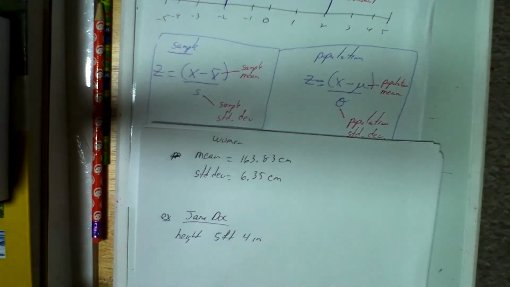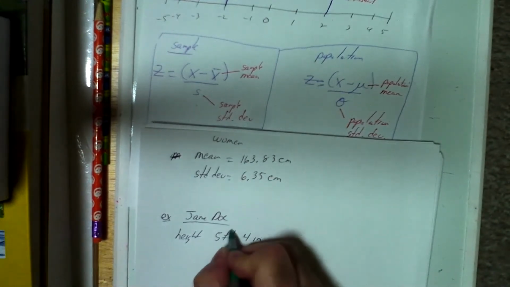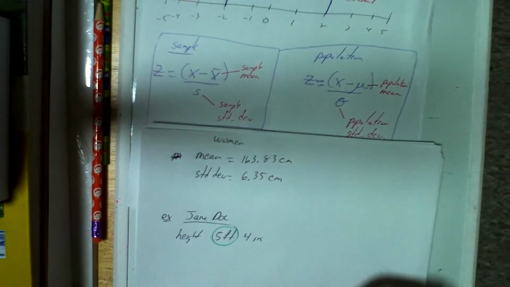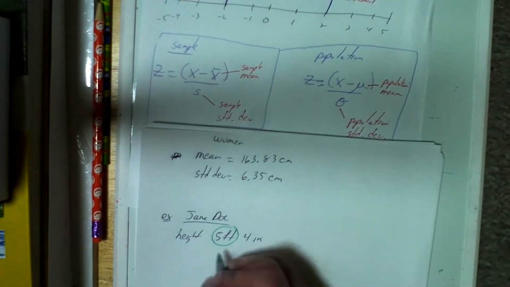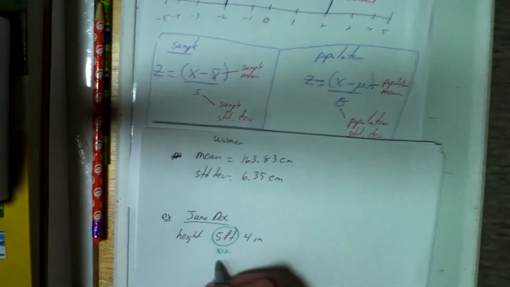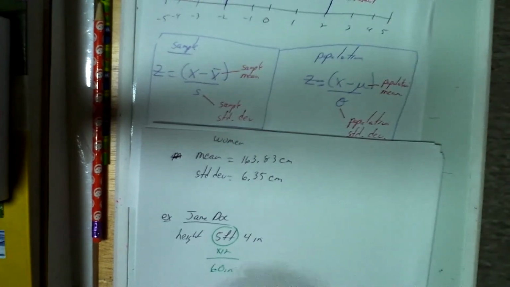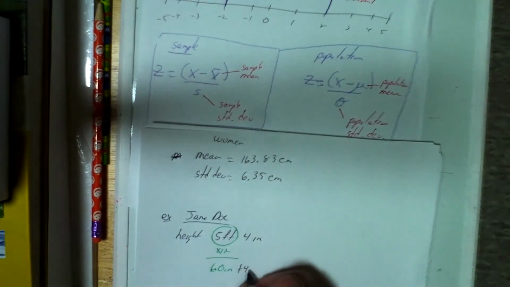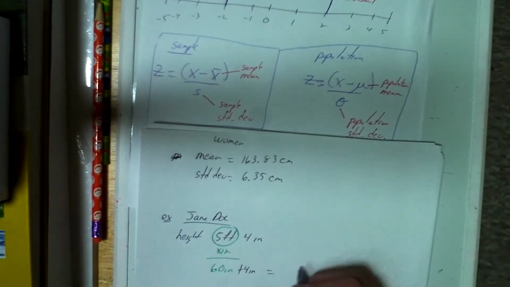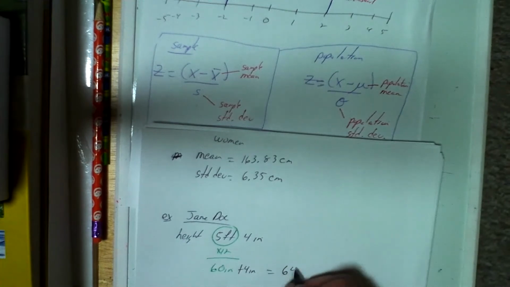So how do I do it? Well, first of all, I have to convert feet into inches. So I have to multiply by 12. So that gives me 60 inches, right? And then I tack on that extra 4 inches. So she is 64 inches, right?